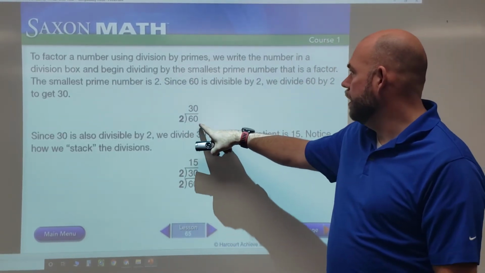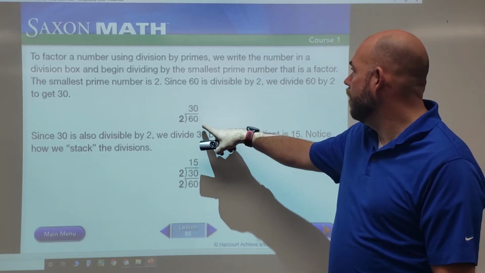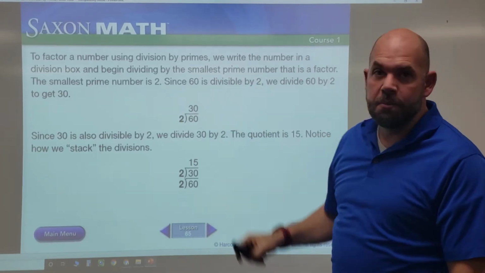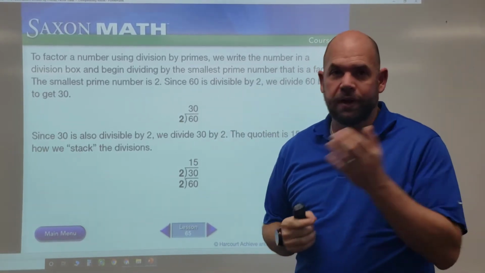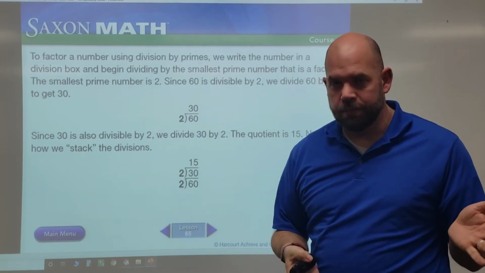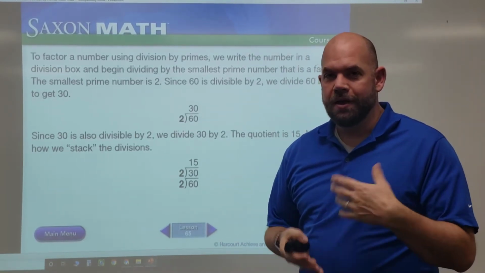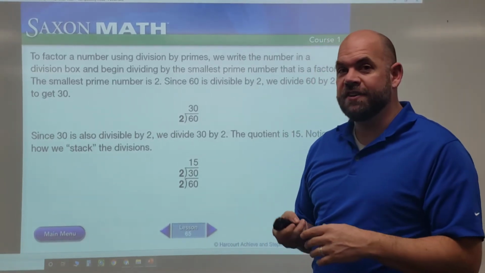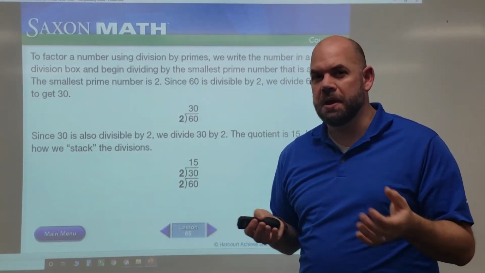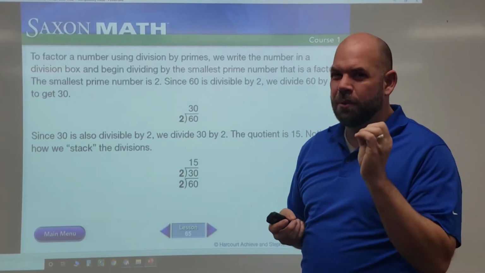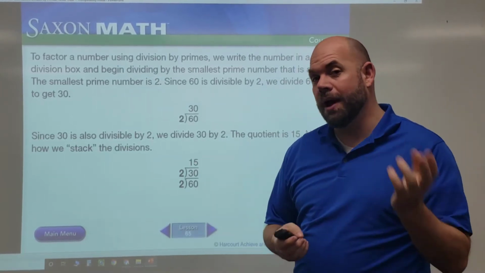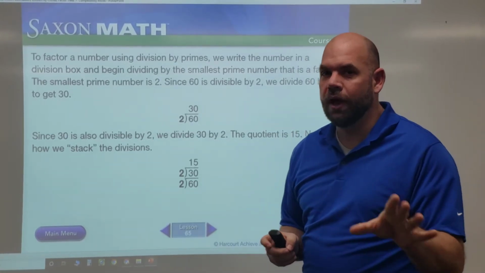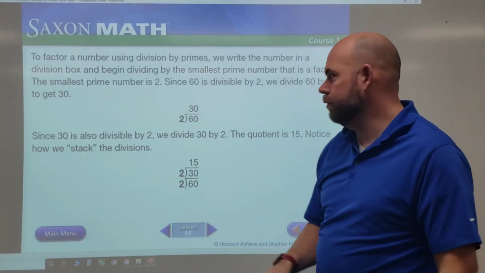To factor a number using division by primes, we write the number in a division box, dividing by the smallest prime number, which will usually be 2. Well, it'll always be 2 if it's an even number, because the smallest prime factor of any even number will be 2. If it's an odd number, we just have to think using mental math, what is the smallest prime number that will go into that number? It might be 3, it might be 5, might be 7, but it'll likely be 3 or 5 because those are lower numbers.